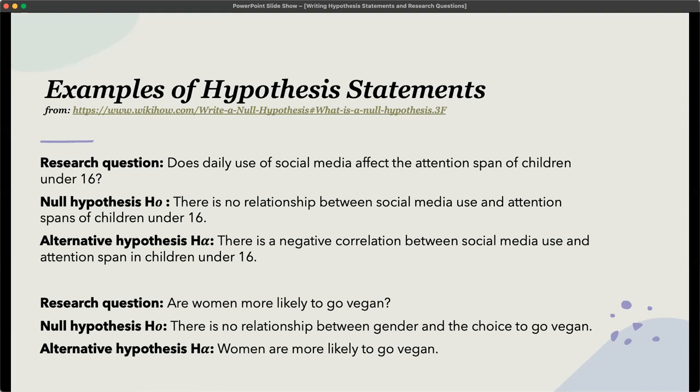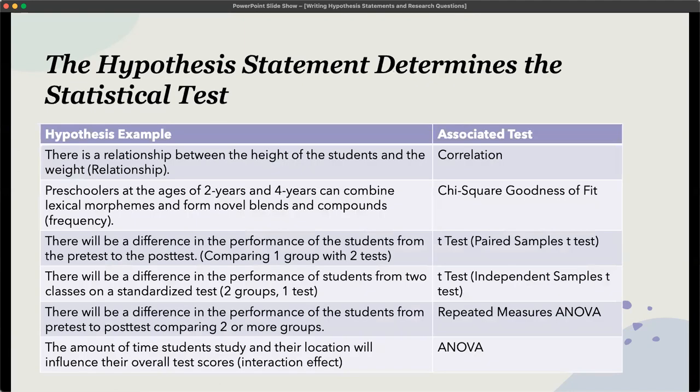We don't just make these hypothesis statements and research questions. We don't create them out of thin air. This has to be based on other studies and other background information. So there has to be a reason to test this, and there has to be a reason to ask this question. So here are some examples of hypothesis statements and how they can determine the statistical test.